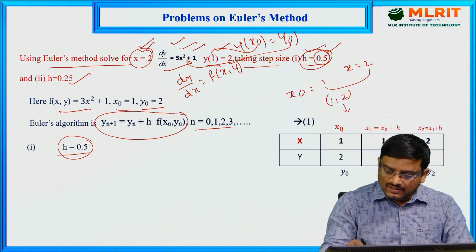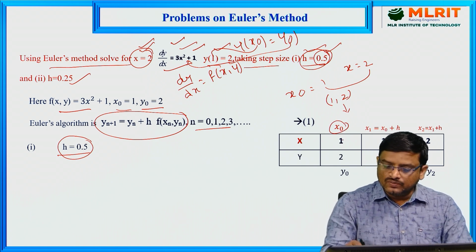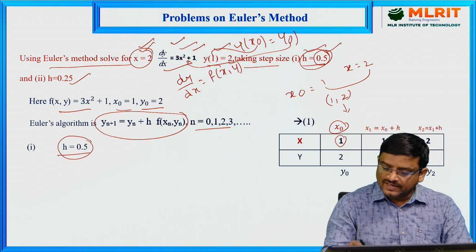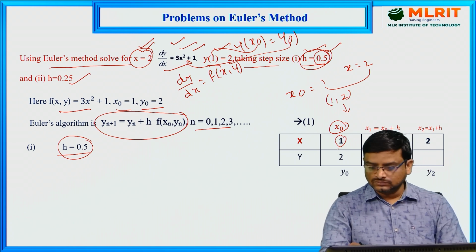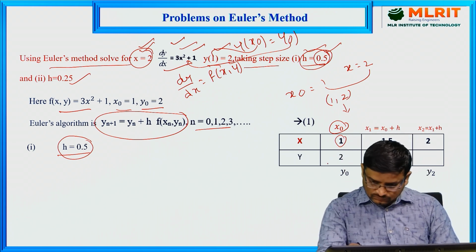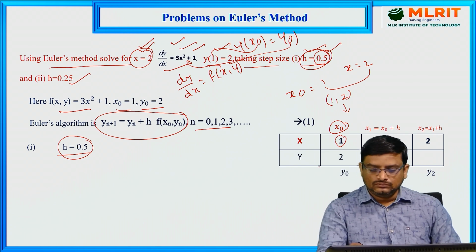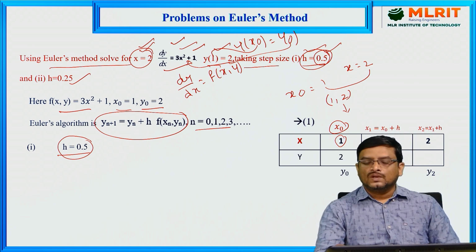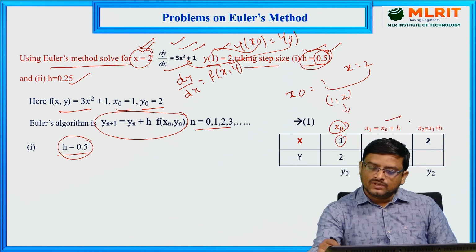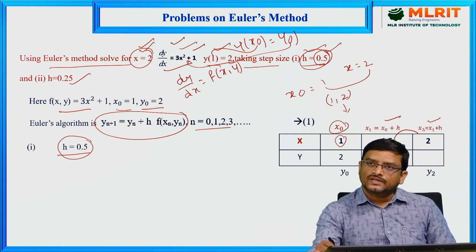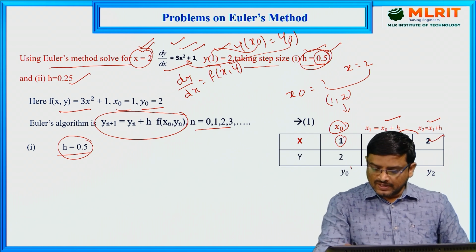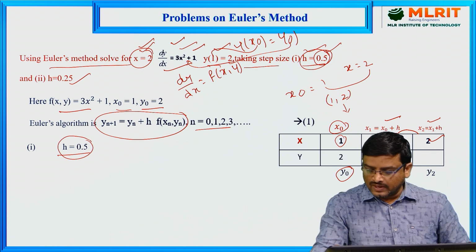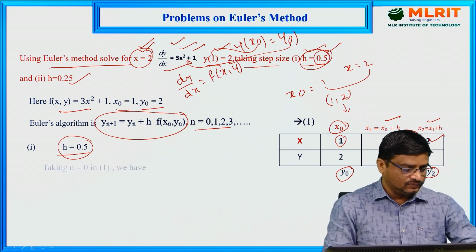So the initial value, we will represent with x0. In the problem he has given x0 is equal to 1. And x1 value is x0 plus h, and for the x2 value, add the h value to its previous value. You will get 2. So that means we are going to find out the y0 value, y1 value and y2 value here.